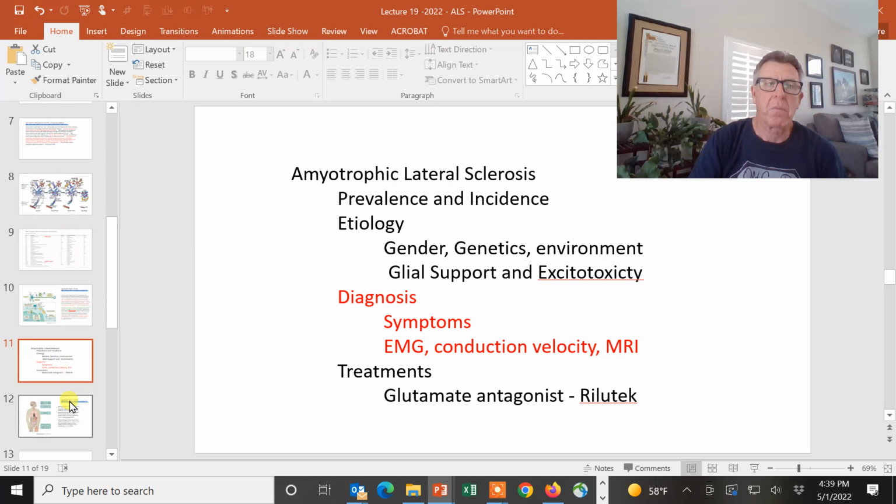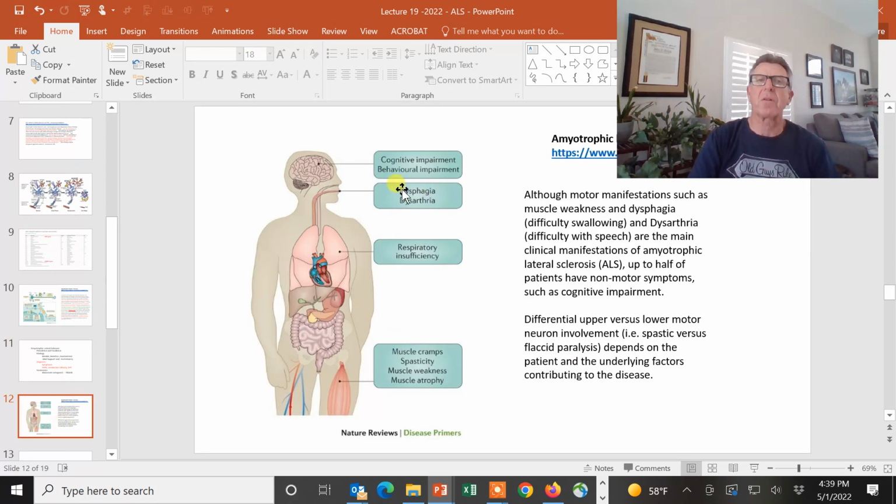Symptoms and diagnosis. So these are the symptoms. You have cognitive impairment, but big motor problems. Problems swallowing, problems talking. It's called dysphagia, which is the swallowing problem. Dysarthria is difficulty with speech, and it's a motor issue. It's not Broca's, it's not Wernicke's, it's the actual motor neurons contacting the muscles in your mouth, vocal cord, etc.